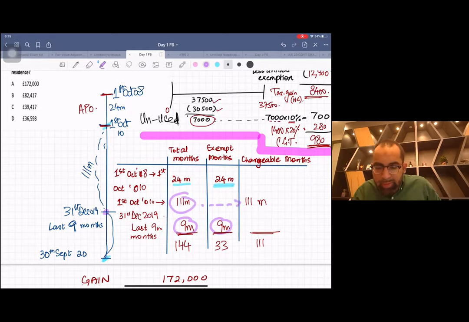These 111 months are chargeable months. Okay. So now finally, you can add them up. Your total months are 24 plus 9 plus 111 is 144. 33 months are exempt and 111 months are chargeable. Okay. Total months 144, 33 months are exempt and 111 months are chargeable months.